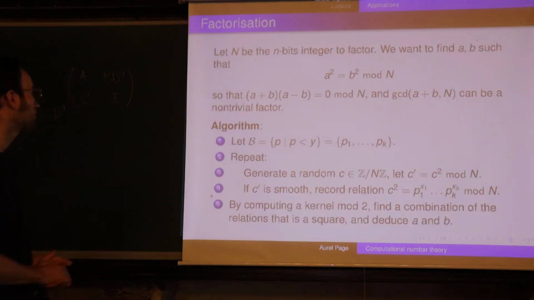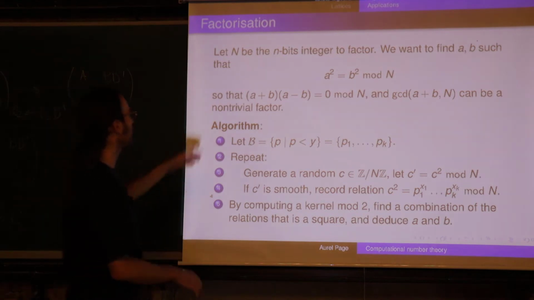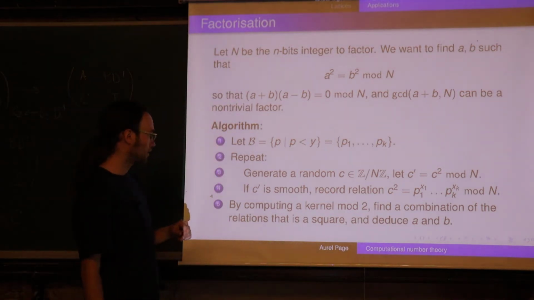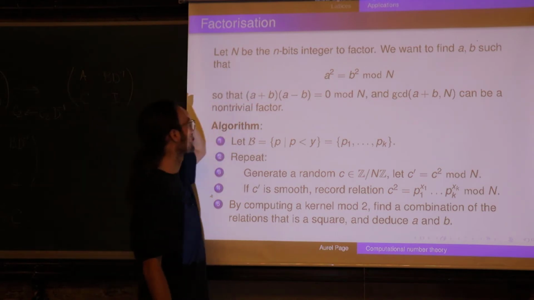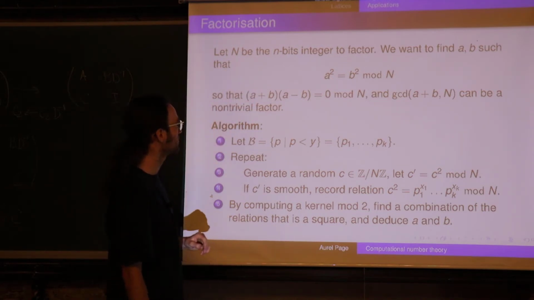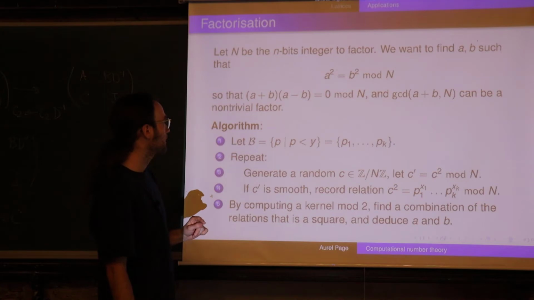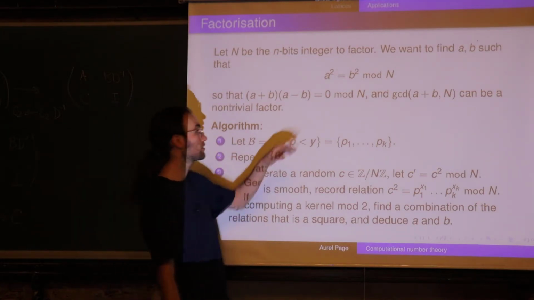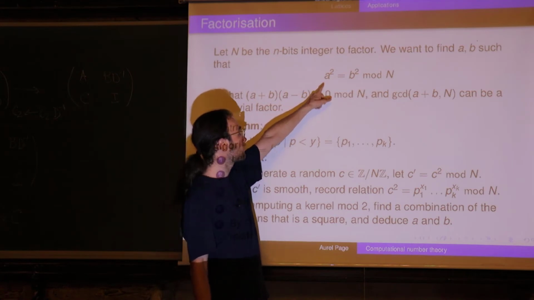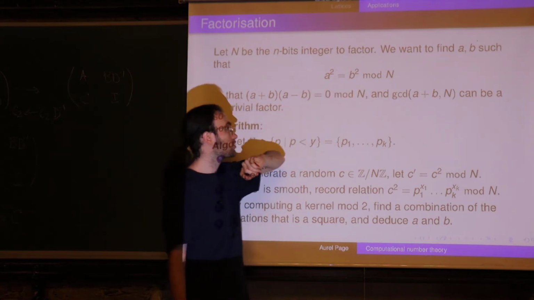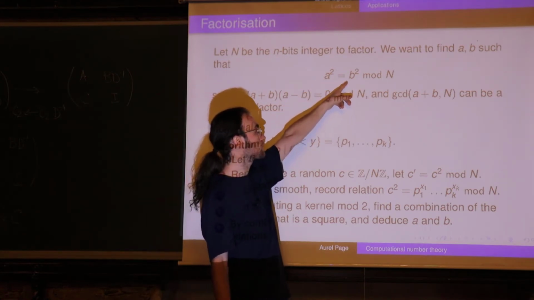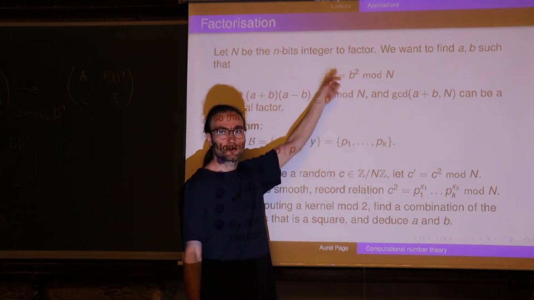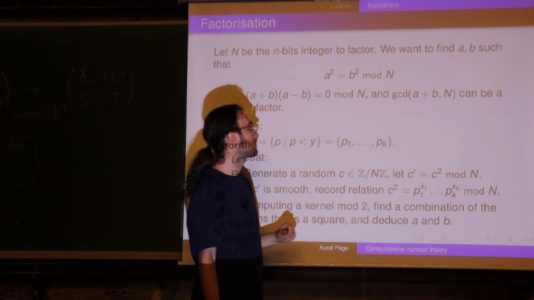Okay, so first consider the factorization problem. We have our integer n that we would like to factor. I'm writing little n as the number of bits. Doesn't matter too much for now. This factorization method relies on the following reformulation: we will try to find a and b such that a squared is congruent to b squared mod n, but a is not plus or minus b. Of course, that wouldn't be very interesting.